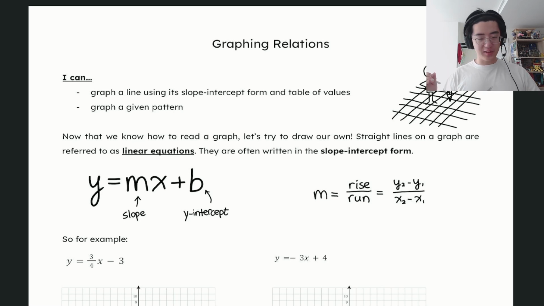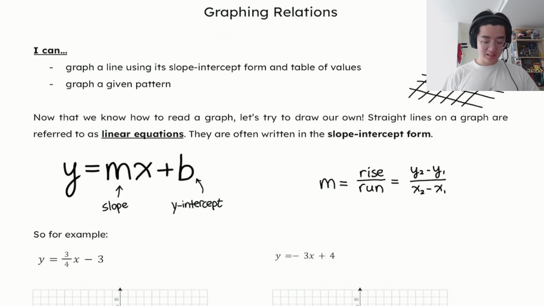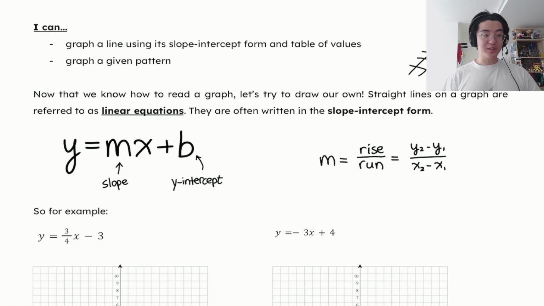For the past few lessons, we learned how to read graphs and understand graphs based on context. But today we're actually going to put the graphs onto paper. One of the most common forms of graphs you will see is called the slope-intercept form. It's very useful because it gives you the two pieces of information you need to graph anything you want.